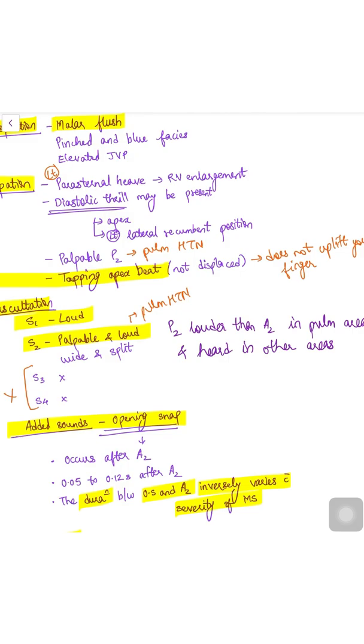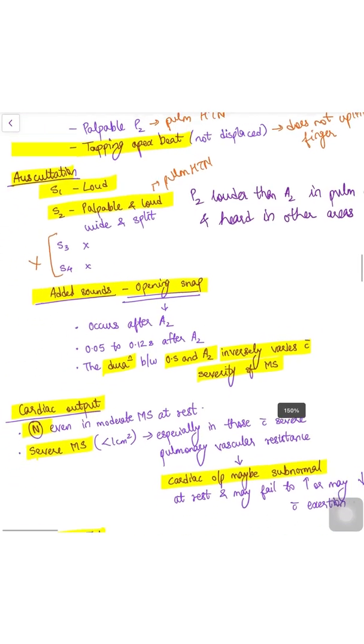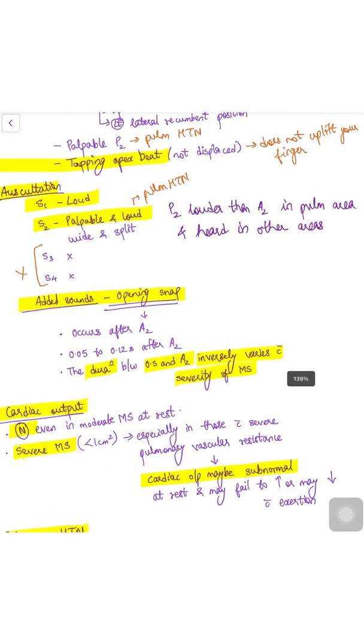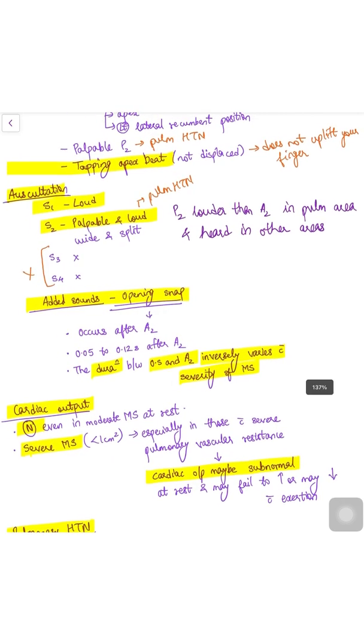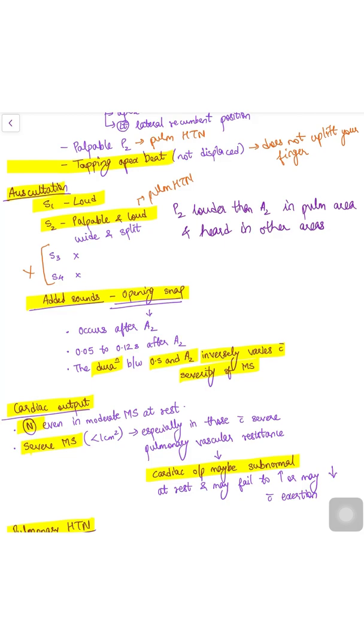The cardiac output remains normal even in moderate MS, even at rest. The cardiac output drops in a case of a severe MS, and especially in those people who have a severe pulmonary vascular resistance. So the cardiac output may be subnormal at rest and may fail to increase on exertion. Okay? Usually the cardiac output remains normal in case of a MS, unless it's a severe MS with a very high pulmonary vascular resistance, in which the cardiac output may remain less and may even fail to increase on exertion.